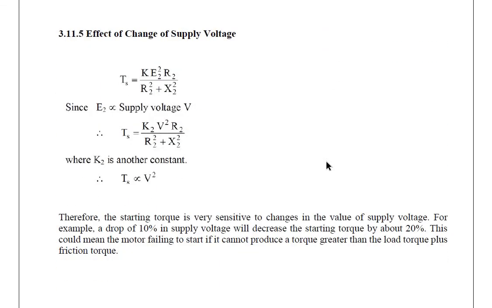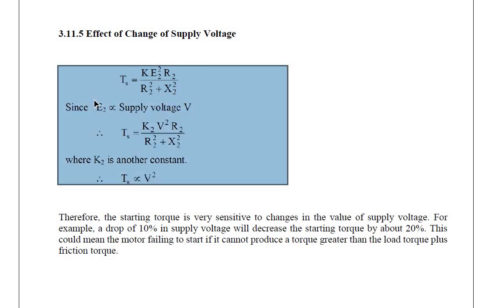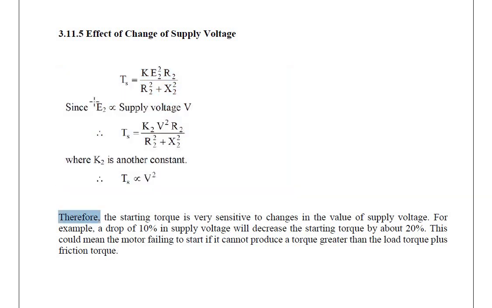And now the last topic is the effect of change of supply voltage. We know the equation of starting torque is given by K E2 square R2 divided by R2 square plus X2 square. But we know that the rotor induced EMF E2 is directly proportional to the supply voltage. So we can simply put the value of E2 as V in this equation, and we will get Ts is equal to K2 V square R2 divided by R2 square plus X2 square.